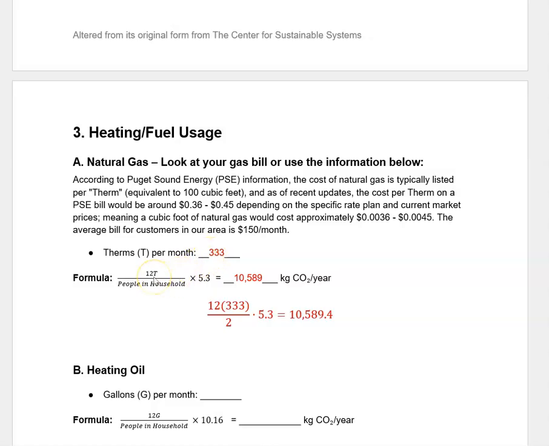the 12T, I'm taking 12 because it's 12 times a year times my therm use divided by 2 times 5.3, and that gave me this number, which tells me this. So again, I think I didn't use 0.36 or 0.45. I just used like 0.4 or something. But again, make your best guess. Give me a reasonable answer.